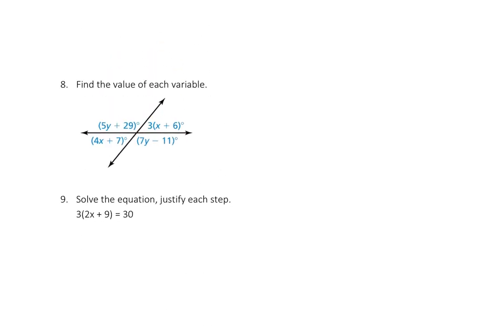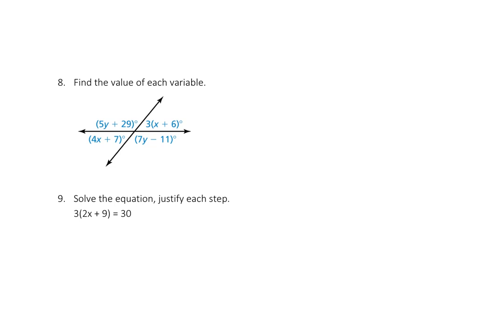Number 8, we did some problems like this yesterday. Remember, because these are vertical angles, these two are vertical, these two are vertical, so we're going to set the vertical angles equal to one another, and then solve for x and y. And that's what this is asking me. Solve for x, solve for y. So you're going to have an answer of x equals whatever and then y equals whatever.